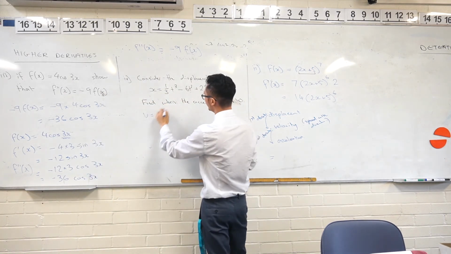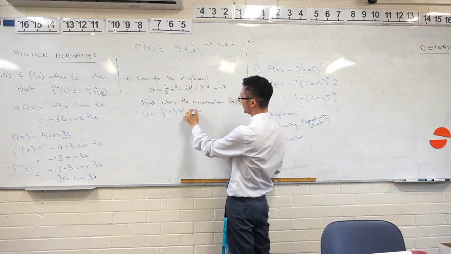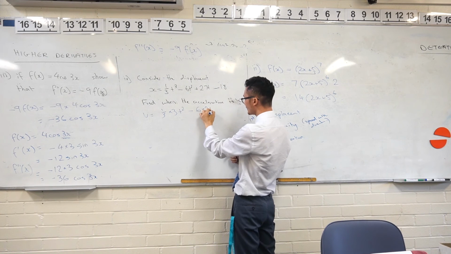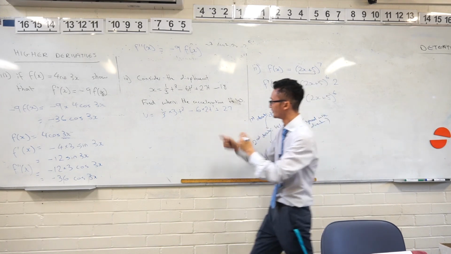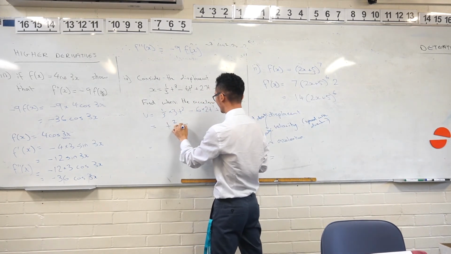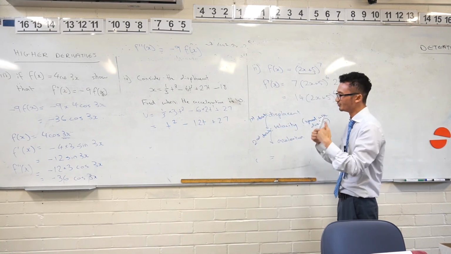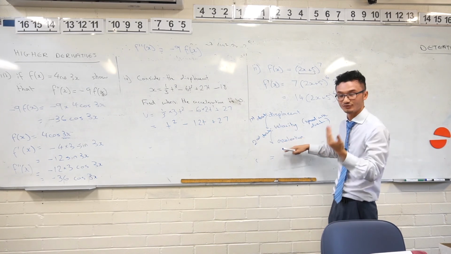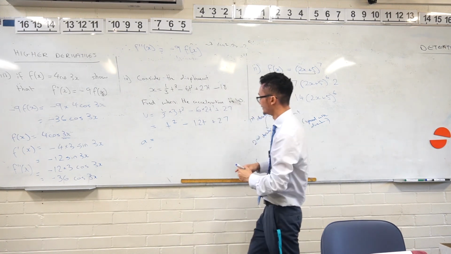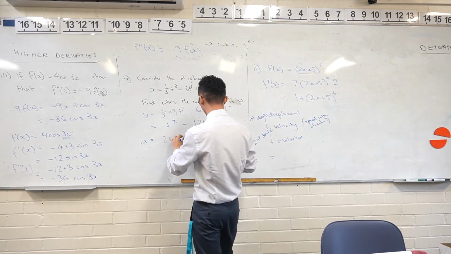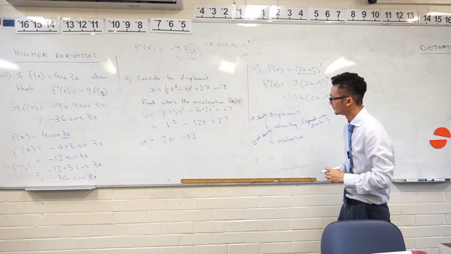So 1 over 3, drop the power down, reduces power by 1. Same thing here, drop this power down here, reduces power by 1. And then here we'll be left with 27. Okay, let's simplify this out a bit. So we'll get t squared minus 12t plus 27. Not quite there, though. We want to find when the acceleration is 0, so we need to derive one more time. So the second derivative, a, is going to be equal to 2t minus 12. When we take the derivative of each of these separately, 27 becomes 0.